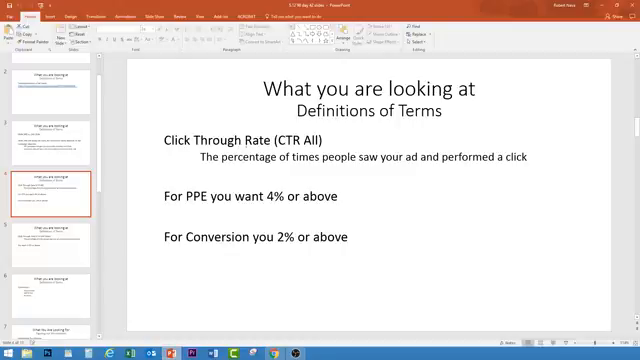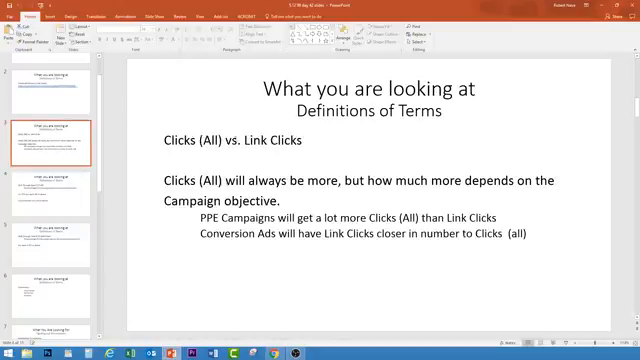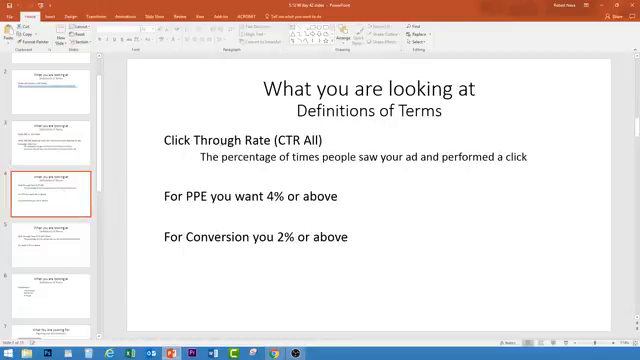Right? Click-through rate. There's the click-through rate all. And then there's the link click-through rate. Just like there's the clicks and the link clicks, right? They each have their own rate. Well, what does that even mean? The click-through rate is the percentage of times, and I just stole this right from the Facebook glossary page, the percentage of times people saw your ad and performed a click. So you don't even know what that percentage is. You don't need to know what those numbers are involved in, but it's the percentage of times people saw your ad and performed a click, right? That's simple, right?